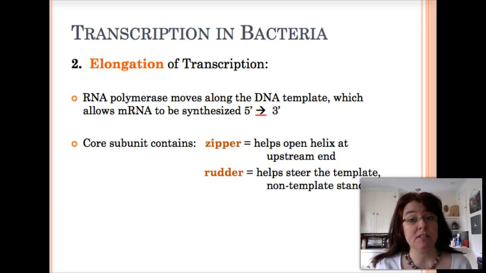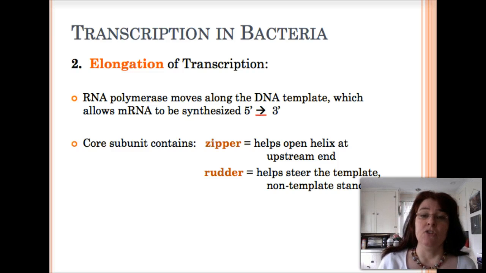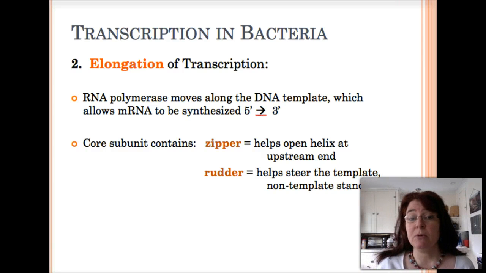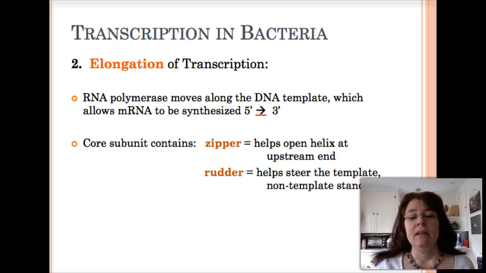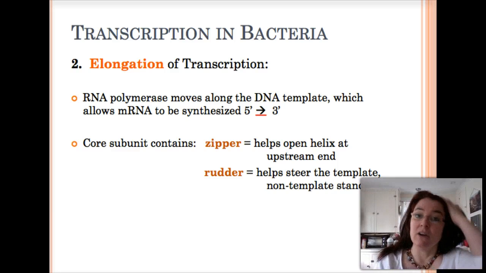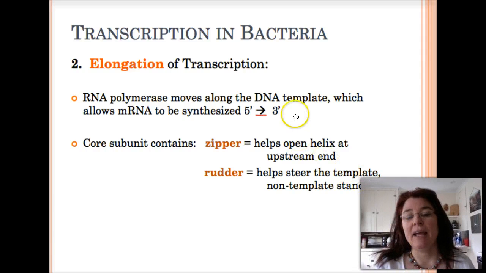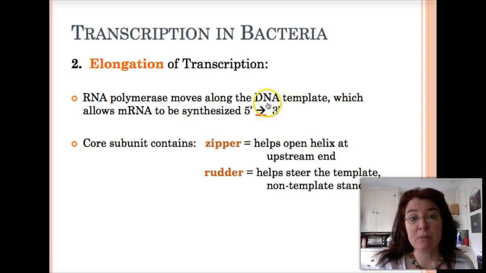Now we're ready to move into the second part of transcription, which is called elongation. During elongation, the RNA polymerase is going to move along the DNA template and produce mRNA in that 5' to 3' direction. In other words, the incoming RNA monomers are going to be added on to that 3' end where the hydroxyl group is exposed, and the enzyme can help build a covalent bond.